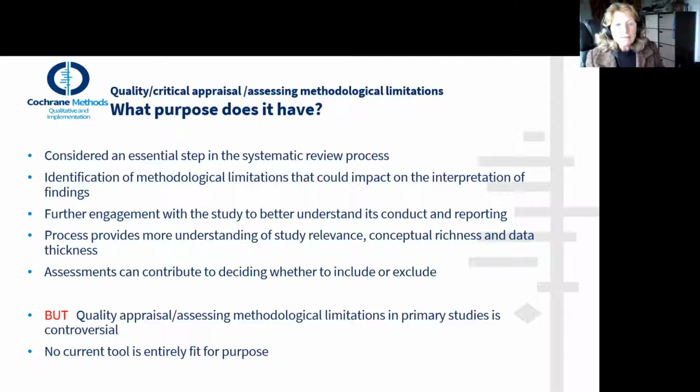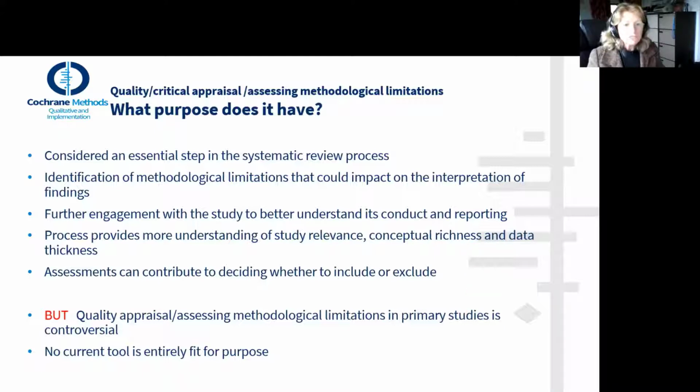By undertaking the assessment of methodological limitations, you, as a reviewer, are further engaging with the study to better understand its conduct and reporting. So it allows you to read the study, reread it, get to know it. The process provides more understanding of study relevance and conceptual richness and data thickness of the study. So it gives you a lot more grounding to what you globally think about a study. And as I said, the assessments can contribute to whether you decide to include or exclude.